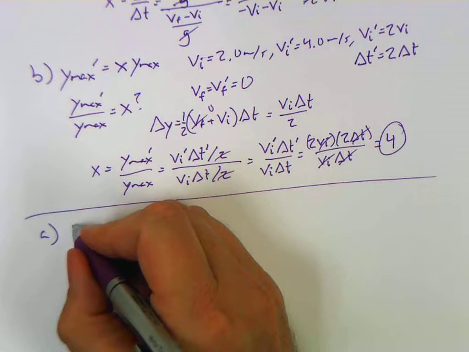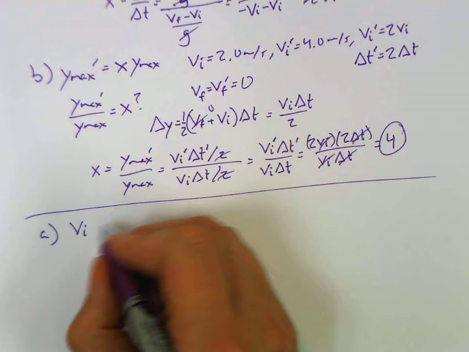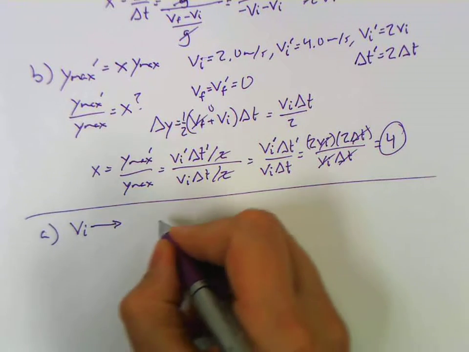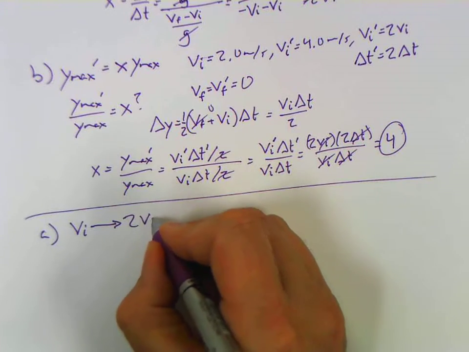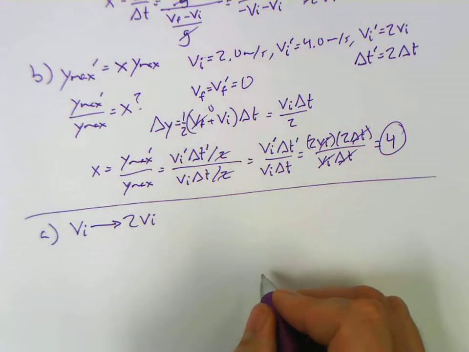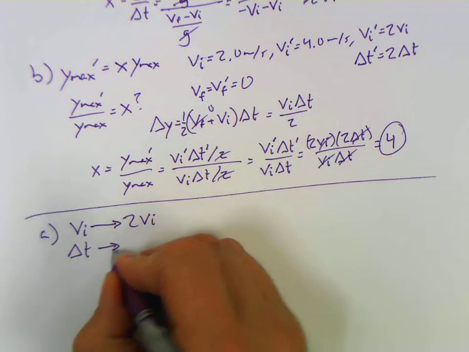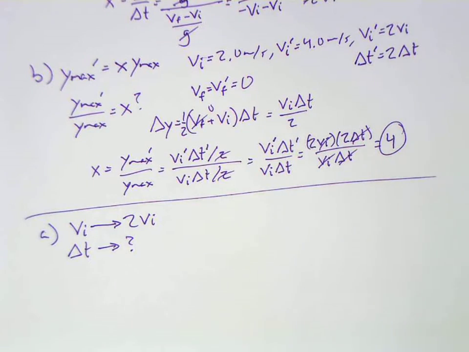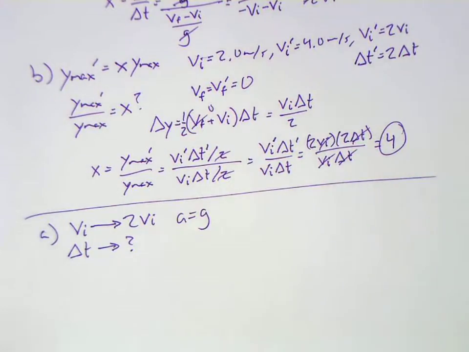velocity was doubling. Okay, the velocity was going from v initial to 2v initial. And we are interested in figuring out what happens to delta t. Now, this is an up and down problem, so of course we have that the acceleration is equal to g. All right. Do we have anything else?